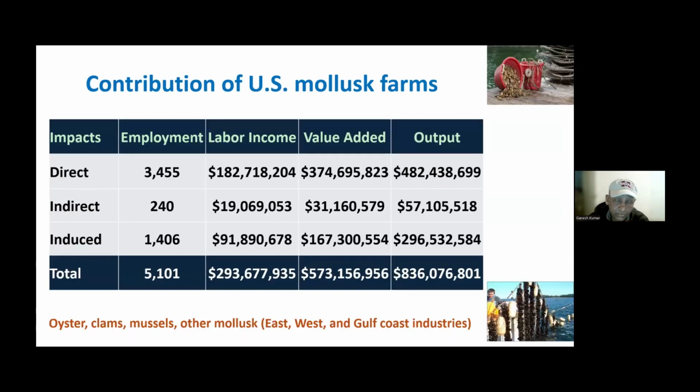The mollusk farms are also important. Among the marine sector, mollusk farms are the most dominant ones. The total economic impact from mollusk farms was close to about $0.84 billion. The employment generated was about 5,100 jobs. Oysters, clams, and mussels, on the east and west coast and Gulf Coast industries, were the major contributors to this. We all know that the oyster industry is one of the fastest growing sectors within the United States.